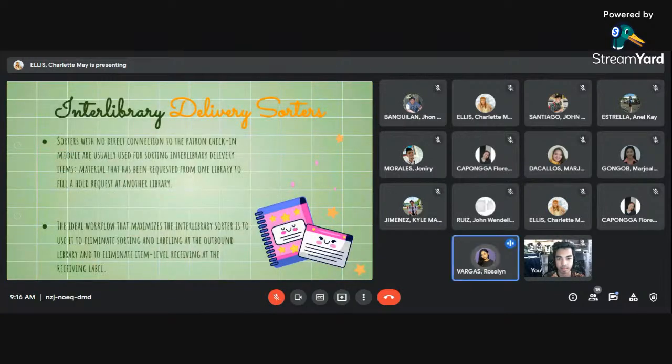So what are interlibrary delivery sorters? Sorters with no direct connection to the patron check-in module are usually used for sorting interlibrary delivery items, material that has been requested from one library to fill a hold request at another library. The ideal workflow that maximizes the interlibrary sorter is to use it to eliminate sorting and labeling at the outbound library and to eliminate item-level receiving at the receiving library.